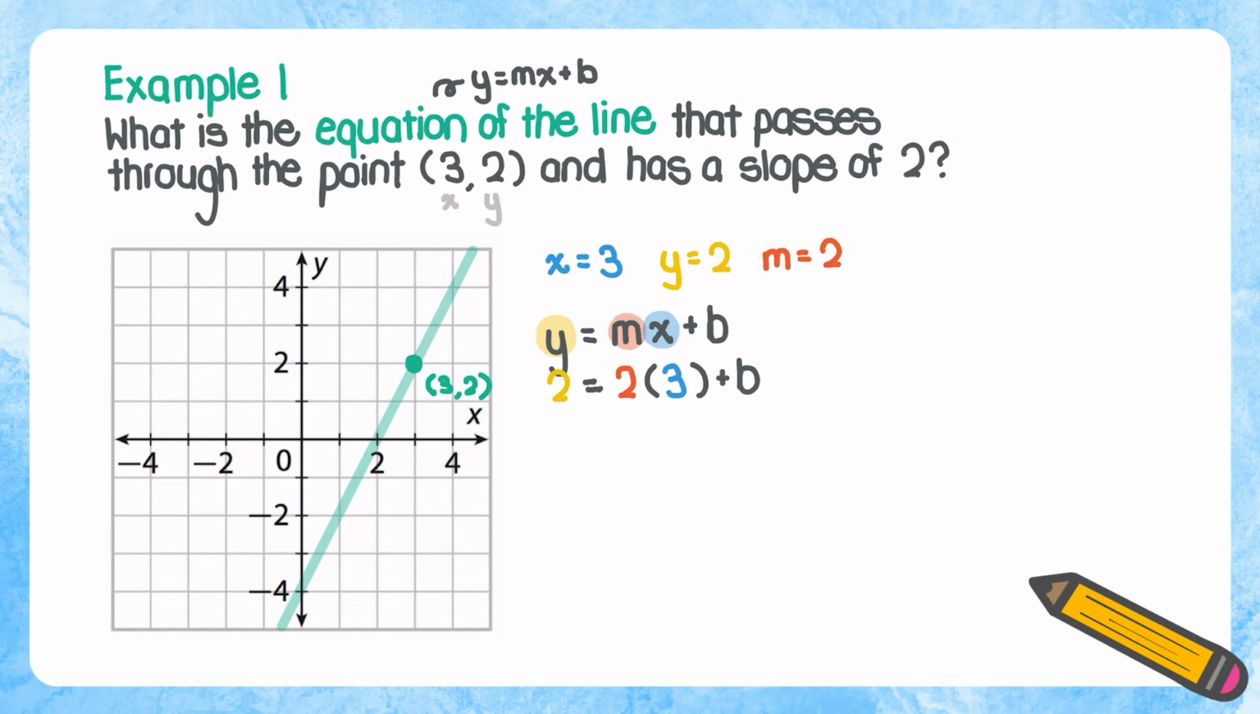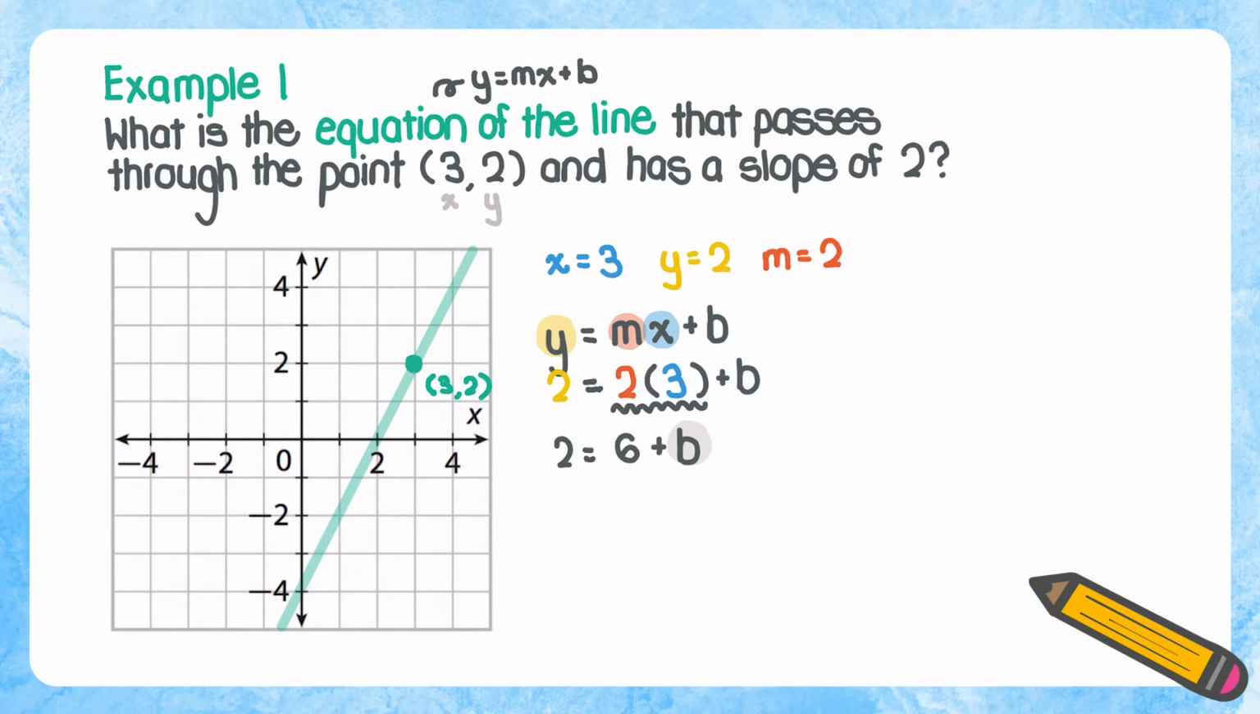So now let's simplify what we have here. We're going to simplify 2 equals 2 times 3 plus b, step by step. First I want to multiply. So I'm going to multiply 2 times 3, which equals 6. So I have 2 equals 6 plus b. And I want to isolate the b, which is very similar to when we were solving for x. It's written a little bit differently, but it's still the same idea.